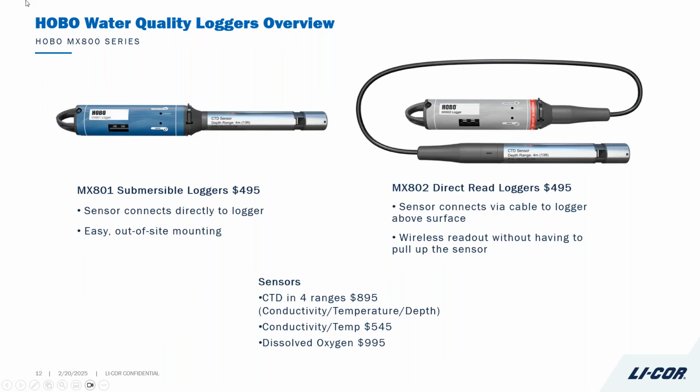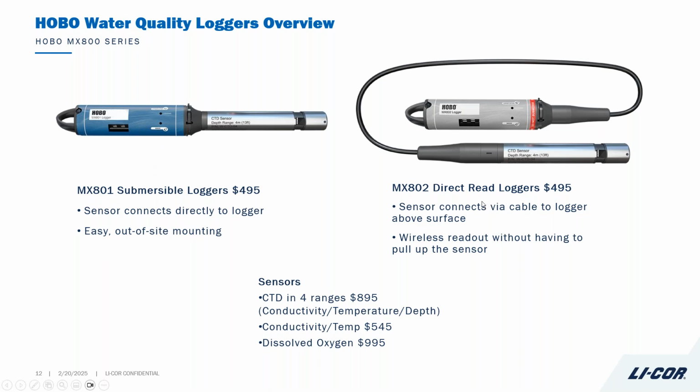Just last year, we introduced the MX800 series loggers, and this is a little bit more of a modular approach. We have two loggers in the family, and then a range of sensors that can connect to those loggers in various combinations. So the MX801 logger is designed for submersible applications, and the sensors connect directly to that, and that makes them easy to deploy on the bottom of the water so that they're out of the way. People don't see them. They don't get in the way of boat traffic. And probably that's the most common way that our loggers are deployed.